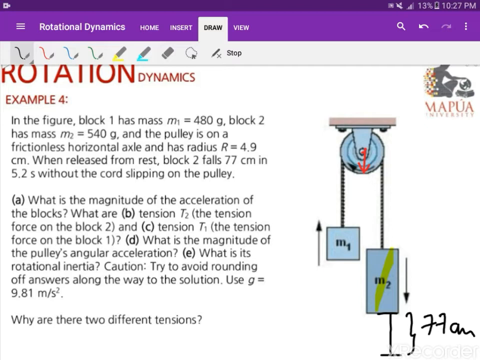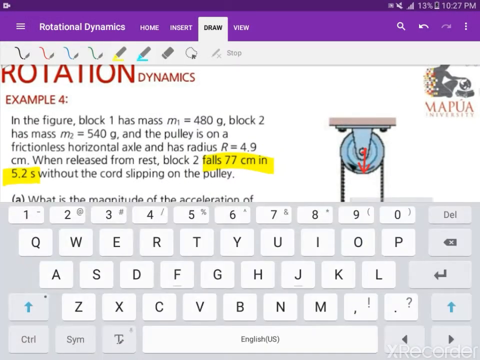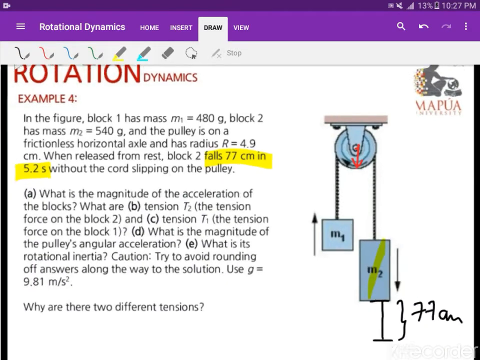So we have a couple of questions here. Let's first solve letter A. So what is the magnitude of the acceleration of the blocks? So we have here this information. It falls 77 centimeters in 5.2 seconds. So we can actually compute its acceleration.